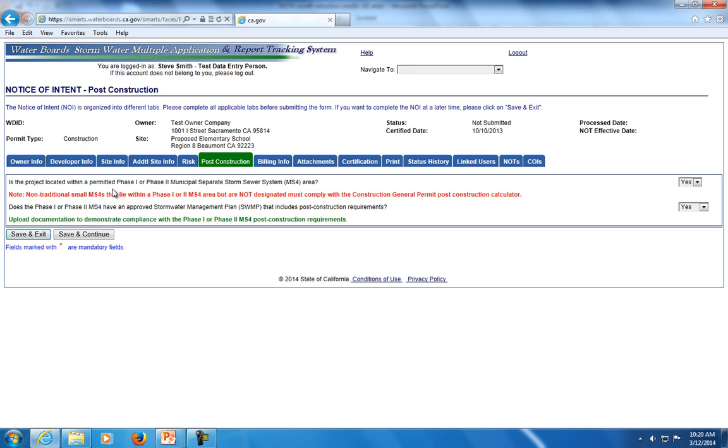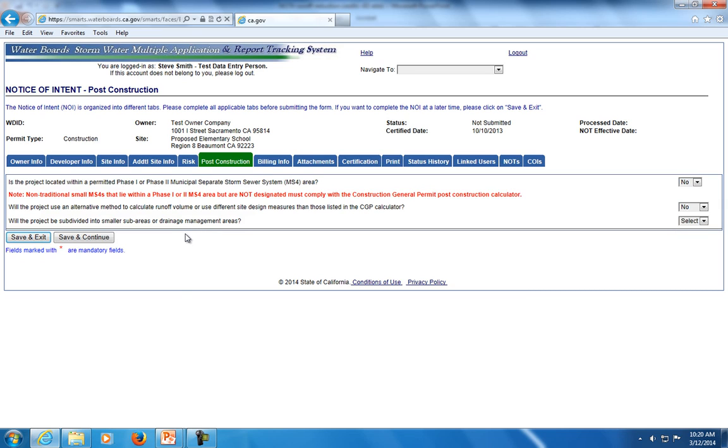So the first question is asking you, does your project lie within a permitted Phase 1 or Phase 2 area? That's relevant, because if it does, then the project is held to the standard that's in that Phase 1 or Phase 2 permit. So it's a cookie-cutter binary approach. You're either in or you're out. What I'm going to do here is select, because we want to work through the calculator, if we select yes, it's going to tell you that this calculator doesn't apply. But let's put no.